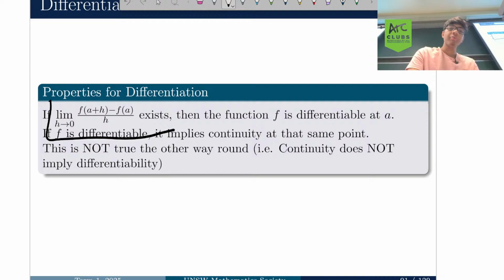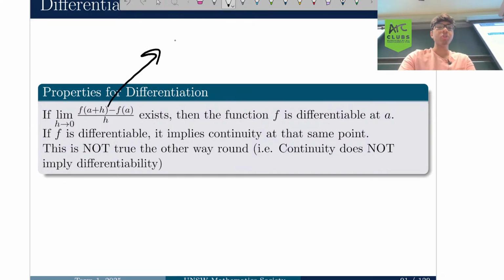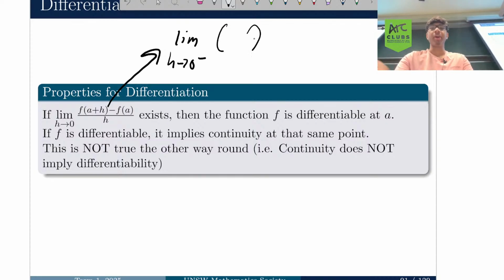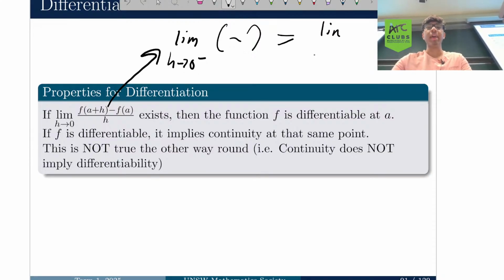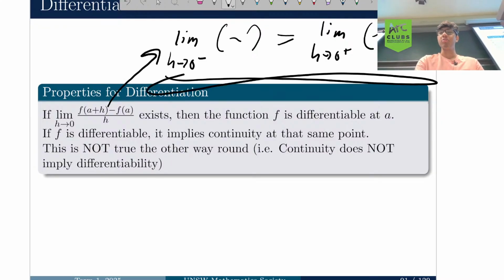And again, really important to note that when I say this, if this limit exists, I'm really talking about if the left-hand limit of my stuff, I'm not going to write it all out, is equal to the right-hand limit of the same stuff. If this is not true, then the limit does not exist. So that is what it means for that limit to exist. And I'm actually going to use this right now.